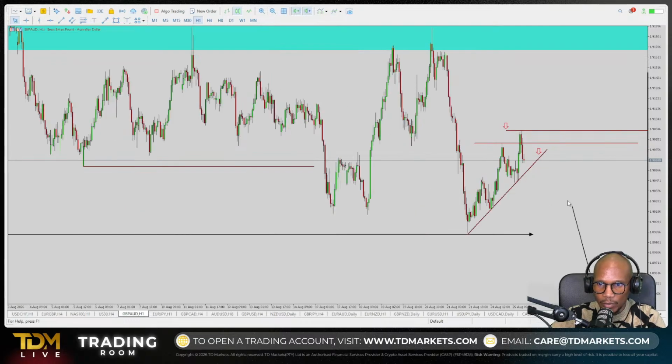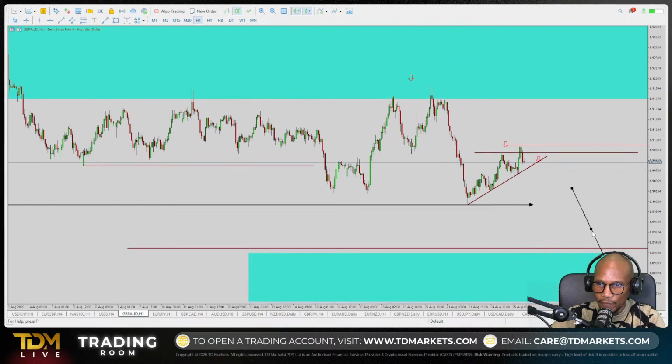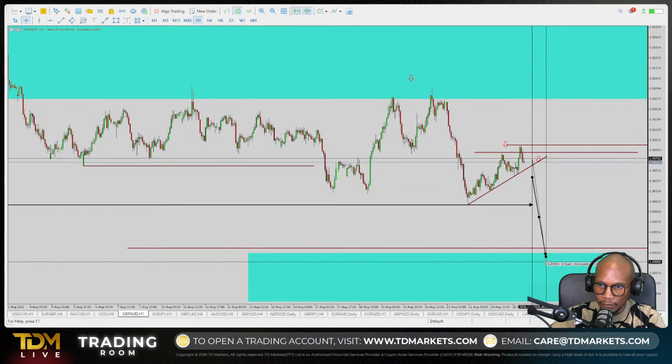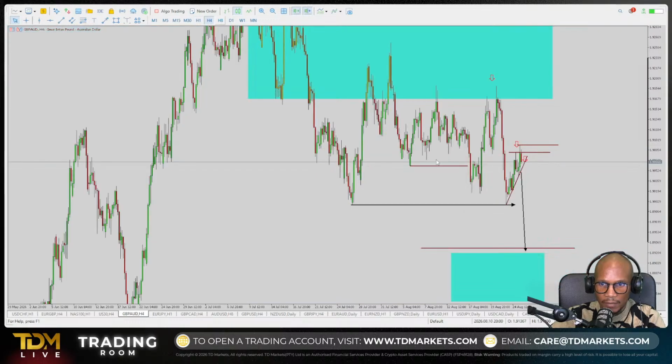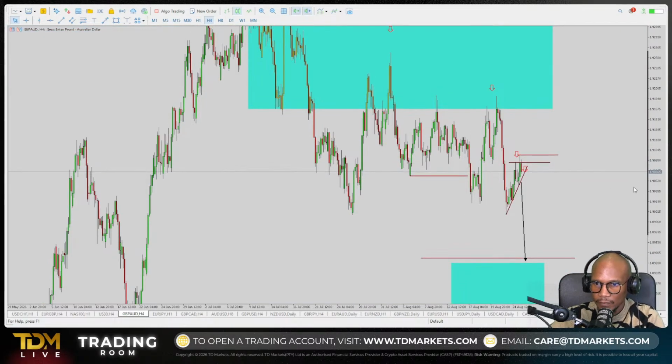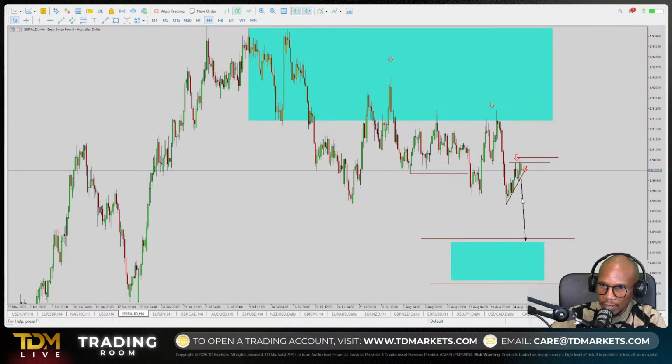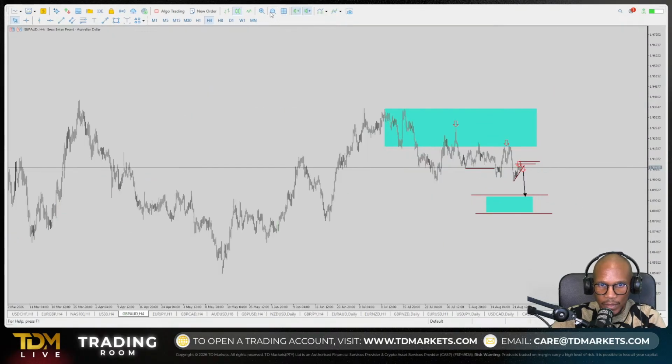On the 1 hour, it looks like this. Looking for a continuation down. So this is going to be a nice move, one more towards the downside. One more push down. Yeah, so this is still on the watch list. But overall, I'm watching out for this big move down.